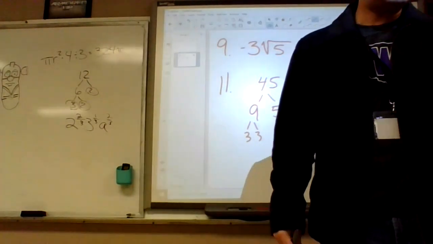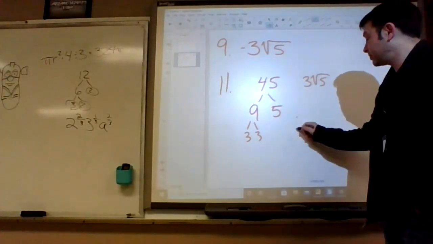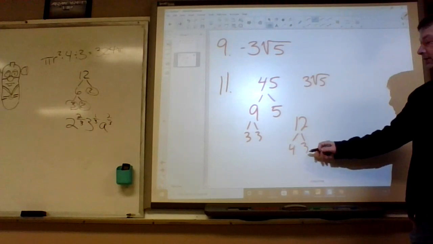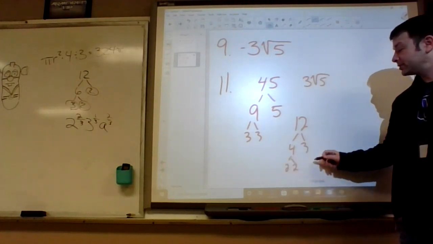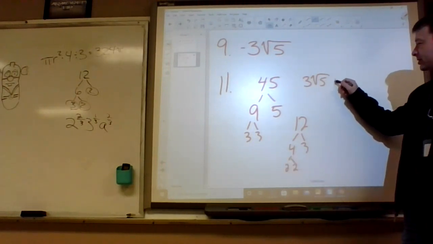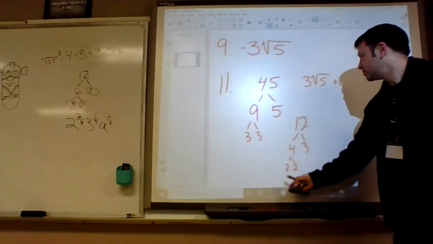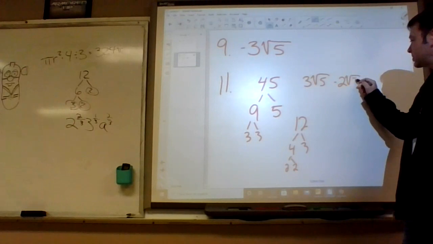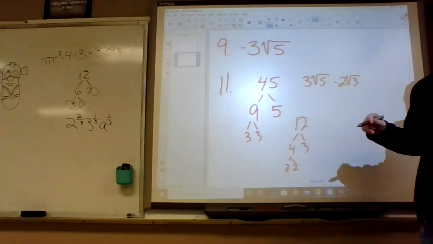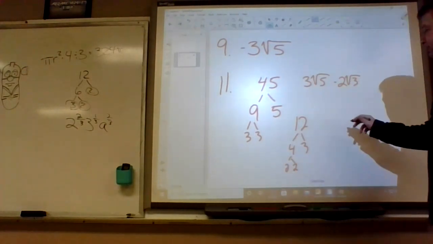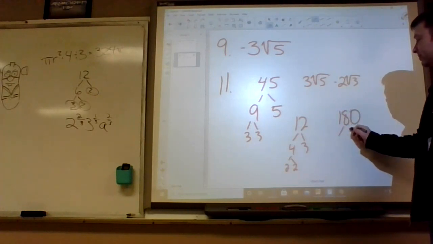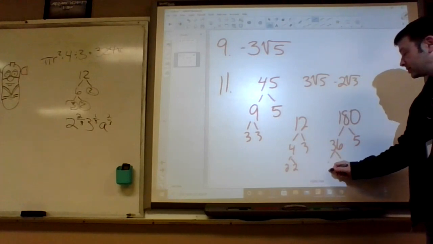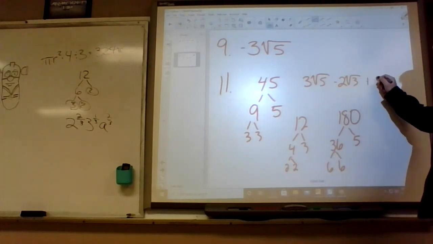And then 12 is 4 times 3, right? So the square root of 12 is 2 square root of 3. I'll write it out. 2 square root of 3. What was the last one? 180. Yeah, that is 6 square root of 5. The short version is it's 36 times 5, so it's 6 square root of 5.